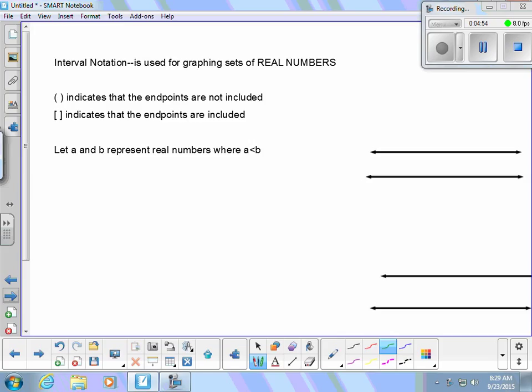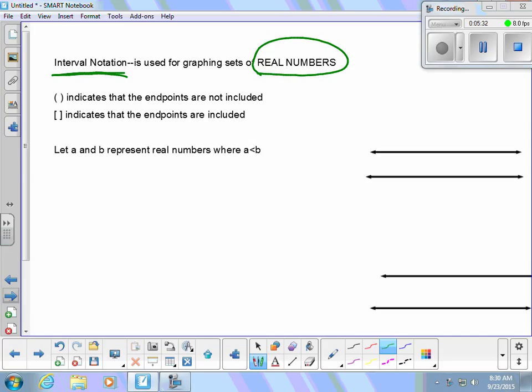Okay, we've done roster notation where we listed the elements of the set, and we've also used set builder notation where we're using the curly braces and saying the set of x such that, and then describing what x is. This interval notation is a really nice, brief way of showing a set of numbers. It's only good for real numbers, though. You cannot use it for integers or natural numbers.